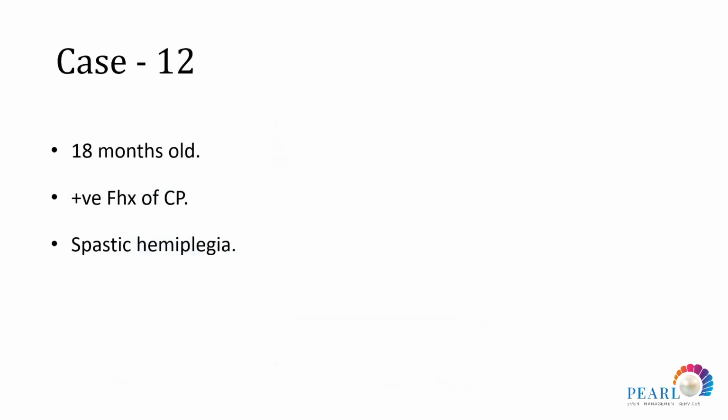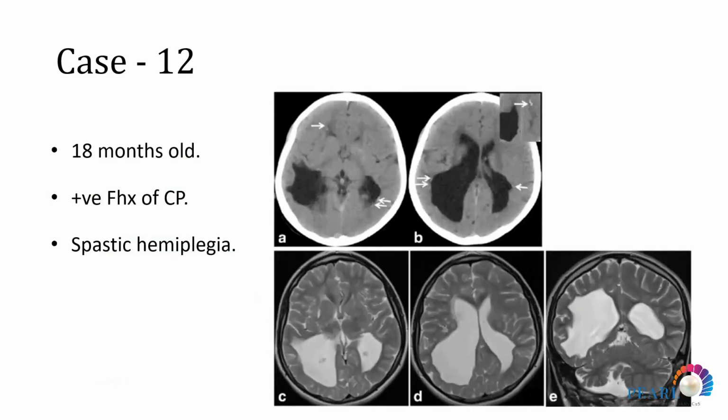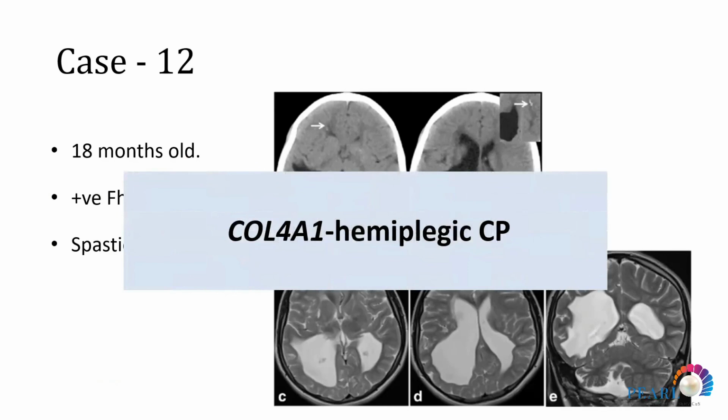My last case is an 18-month-old boy with a positive family history of spastic cerebral palsy, presenting with spastic hemiplegia. This is also one of the common conditions in Saudi Arabia, which is a collagen vascular disease, the COL4A1 gene mutation. So once you have a patient presenting with spastic hemiplegia because of an antenatal or perinatal stroke, and there is no clear risk factor, think about that.